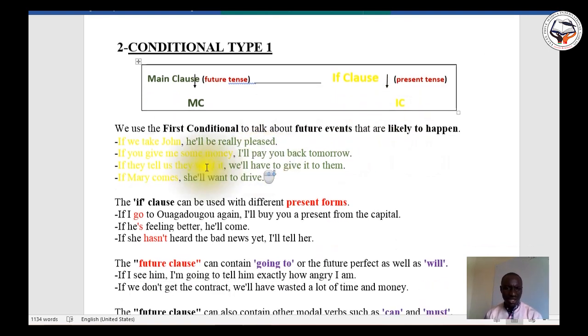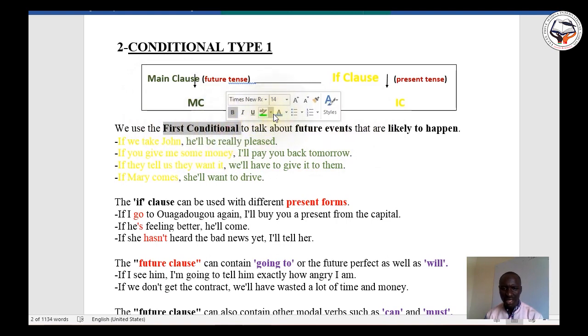All right, we use the first conditional to talk about what? Future events. Let me put it in red. We use this to talk about future events that are likely to happen.